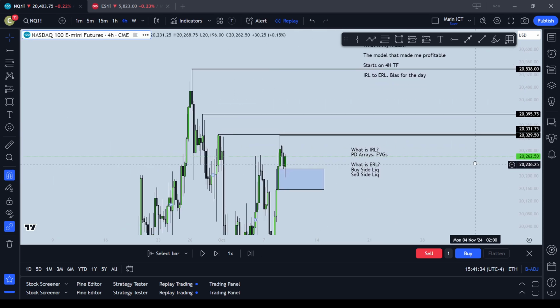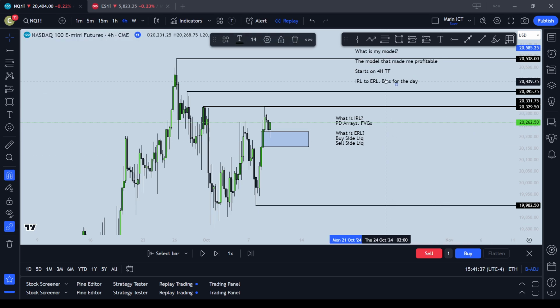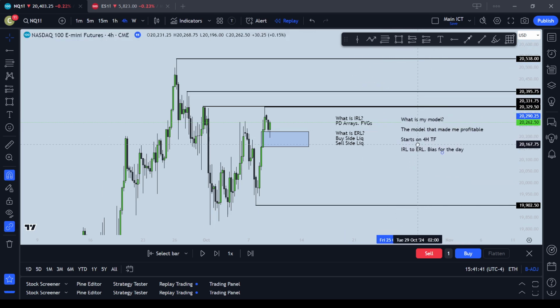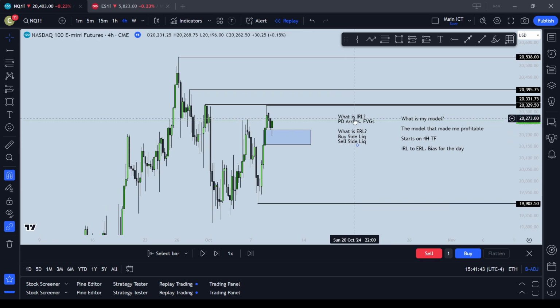So that's what I mean when I say you need to be on your 4-hour chart. You need to find internal range liquidity to external range liquidity to get your bias. And IRL is fair value gaps. PD arrays, you can use order blocks. You can use volume imbalances. You can use whatever you would like. I prefer to use fair value gaps.